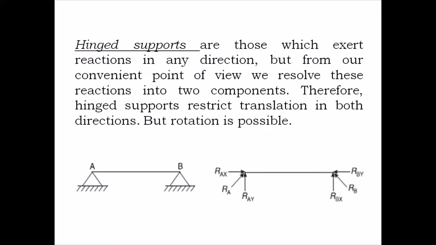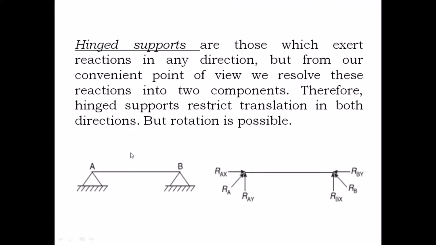Now what are these hinge supports? They are those which exert reactions in any direction, but from a convenient point of view, we resolve these reactions into two components. Therefore hinged support restricts translation in both directions, in the horizontal direction as well as in the vertical direction. Rotation is possible in these types of supports. So rotation is possible both in roller support as well as in hinged support.